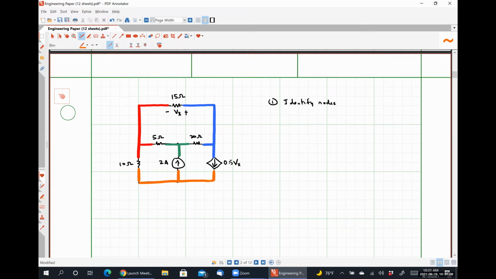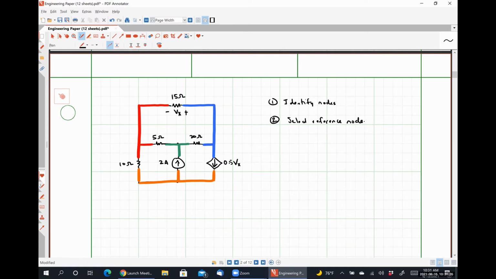And this will be a node. Everybody okay with that? Step two is to choose or select a reference node.